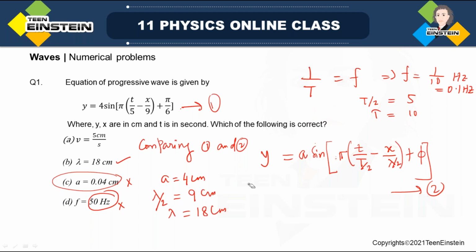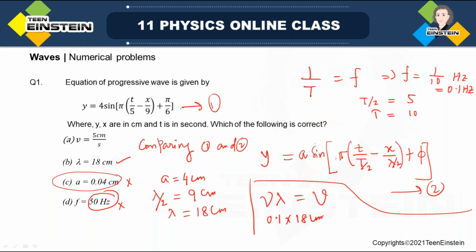Velocity will be given for a wave. We know there is a relationship: frequency into lambda is equal to the velocity. So we know the frequency is 0.1 and lambda is 18 centimeter. That is equal to v. That means v is equal to 1.8 centimeter per second. So this is the velocity.